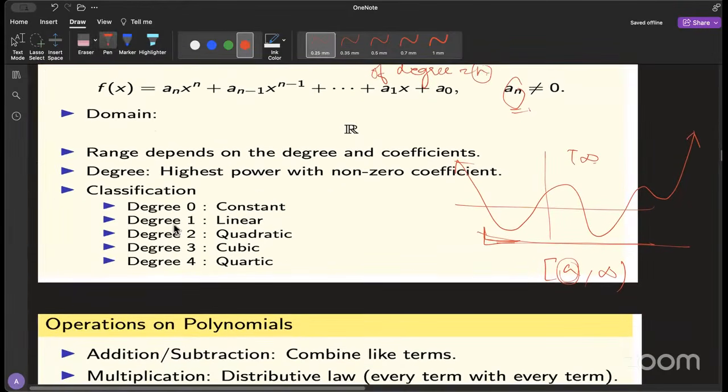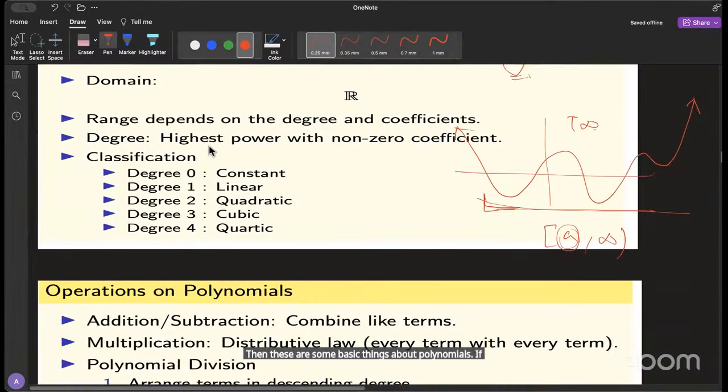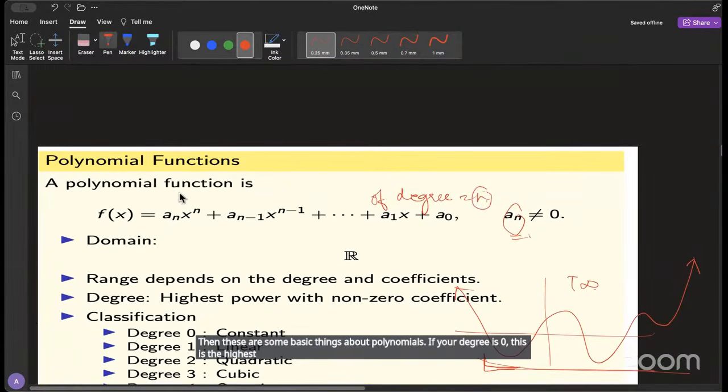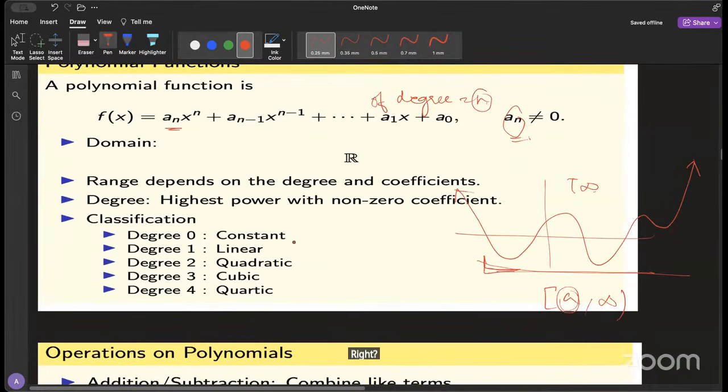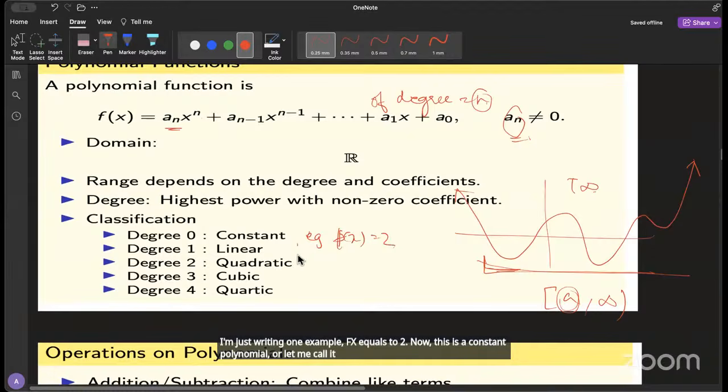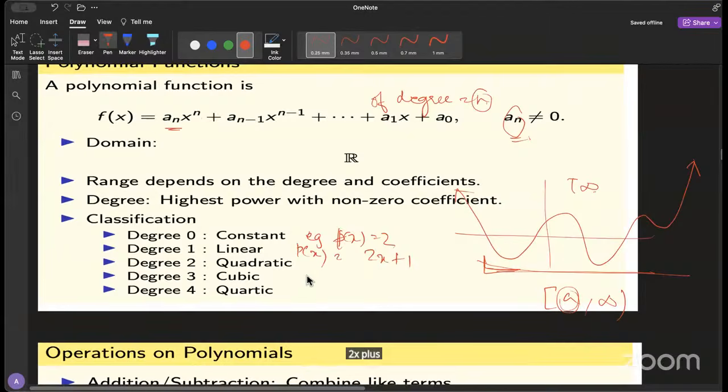Then these are some basic things about polynomials. This highest n is called the degree here, and for this, a_n should be non-zero, right? So a constant is like 2, 3. If your function is, I'm just writing one example, p(x) equals 2, this is a constant polynomial. For linear, you can take p(x) equals 2x plus 1, so 1 degree only.